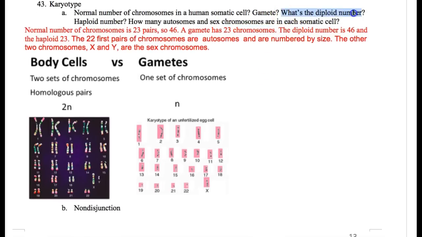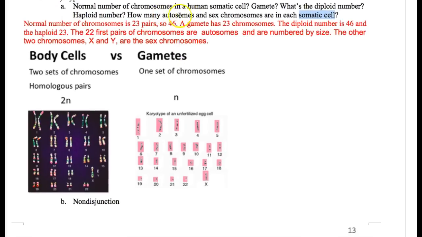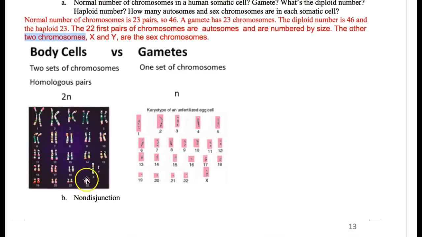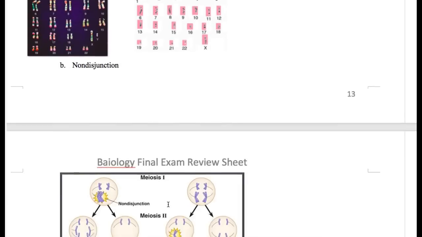So what is the diploid number? 46. Haploid, 23. How many autosomes and sex chromosomes are in each somatic cell? Autosomes is going to be 22 pairs, or 44 individual chromosomes. And the sex chromosomes, you have 2 of those. So if you look in this picture, there are 22 pairs of autosomes. Autosomes is anything besides the sex chromosomes that determine your gender. And then we have X and Y. XY is male, XX is female.